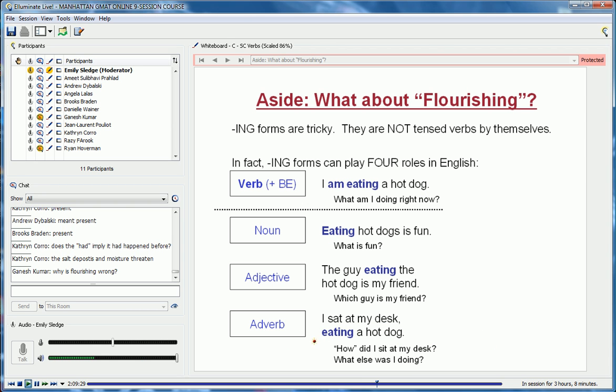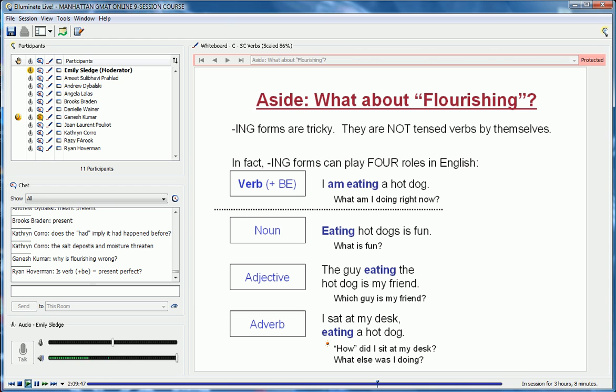And then you'll see it sometimes as an adverb, but that's when it follows a comma. It describes how the action in the previous clause was done. For example, I sat, how was I sitting in this case? Questions on this?